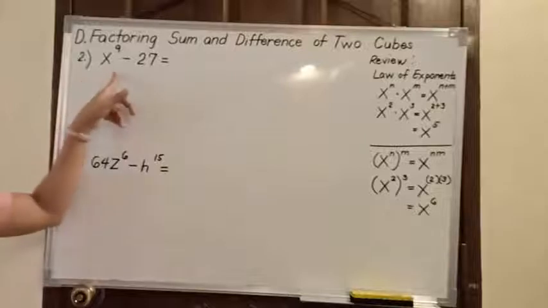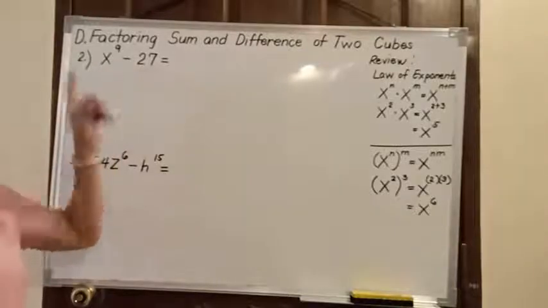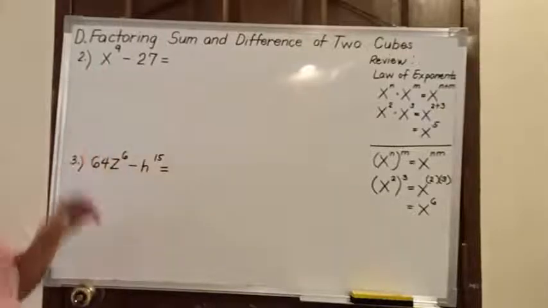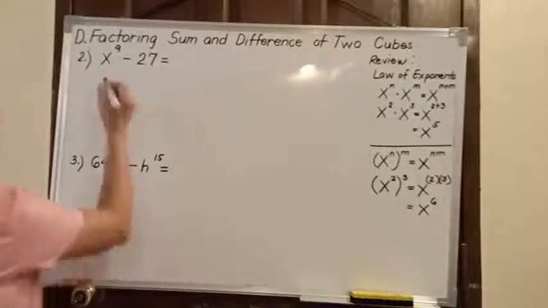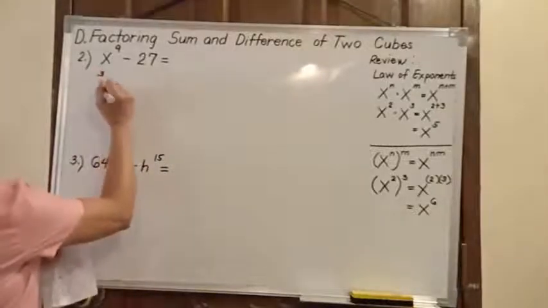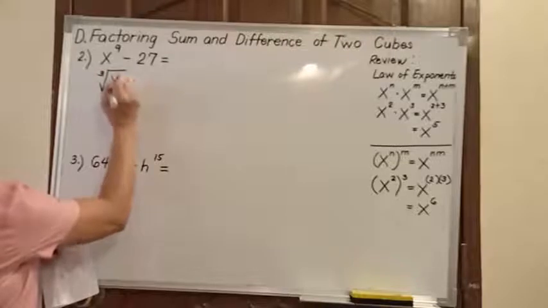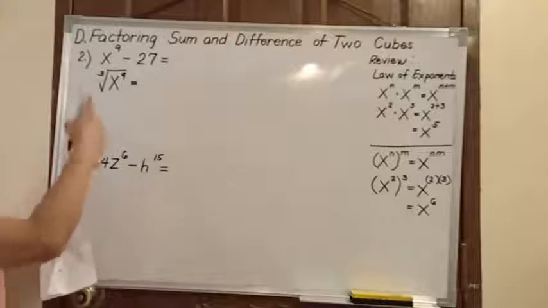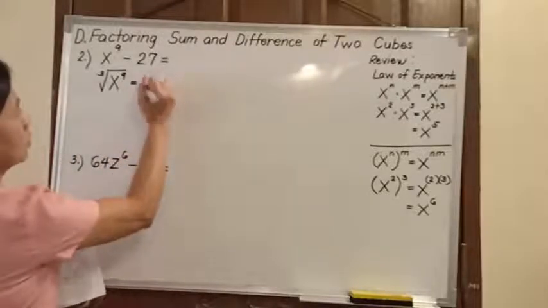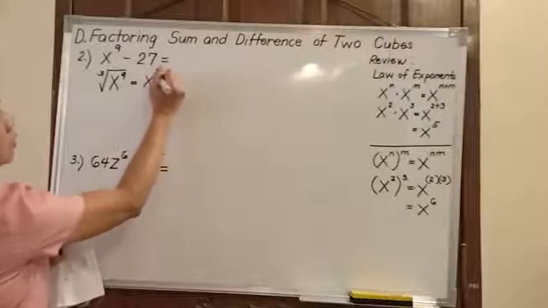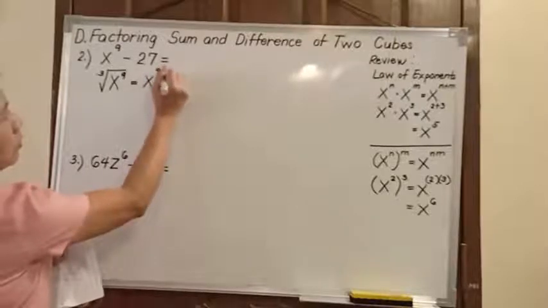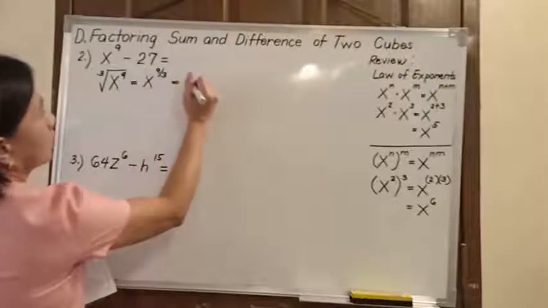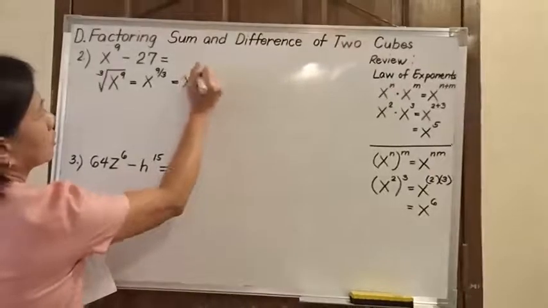For number 2, x raised to the ninth power minus 27. Both terms are perfect cubes. What is the cube root of x to the ninth power? We will divide the exponent by the index. So for the solution, we have 9, the exponent of x to the ninth power, divided by 3. Therefore, the cube root of x raised to the ninth power is x raised to the third power.